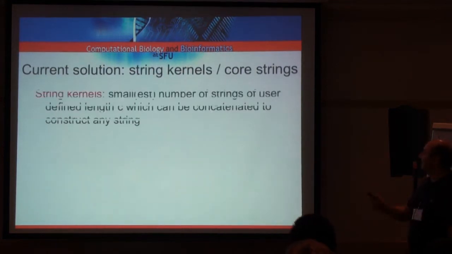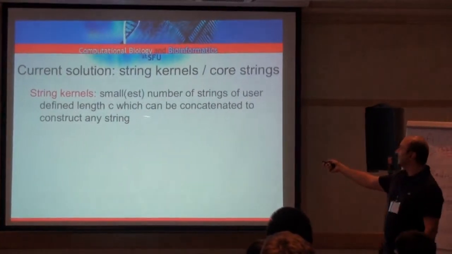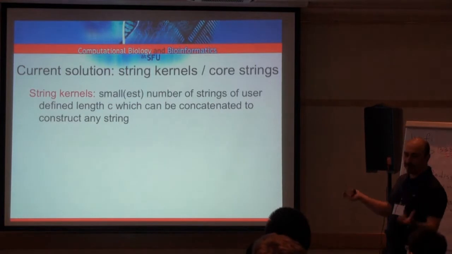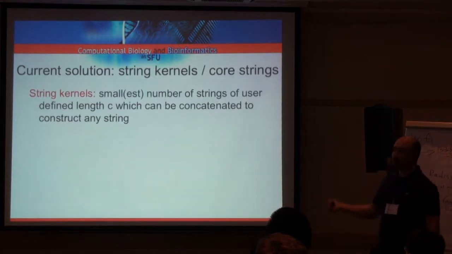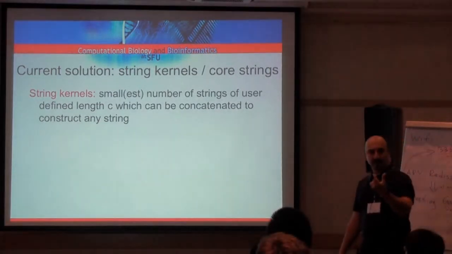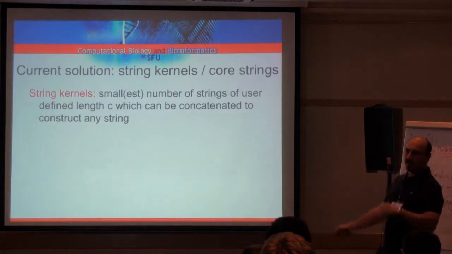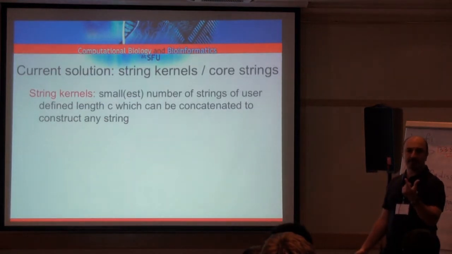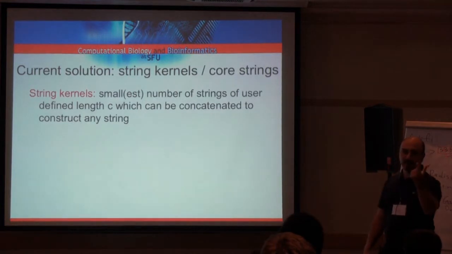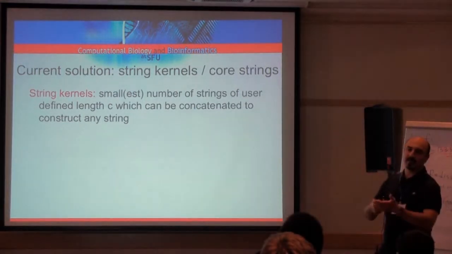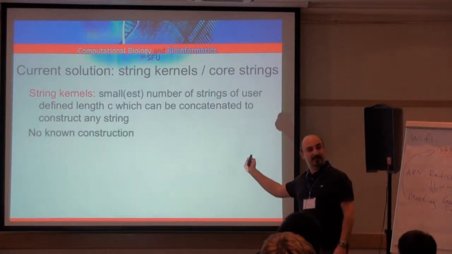A better problem is the following. Is there a way that I can come up with string kernels, a smallest number of strings of user-defined length C, which can be concatenated to construct any string, so that I can use all the string kernels from these reads, pick up one in a consistent fashion, so that those strings that are represented by the same kernel are clustered together, and then I can compress them together. And I don't know how to solve this either.